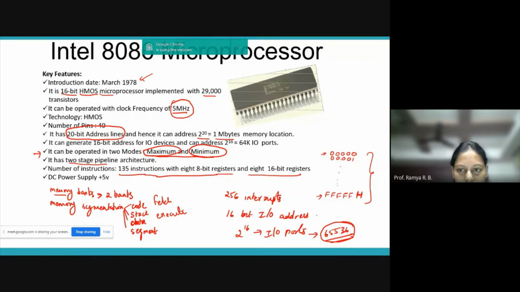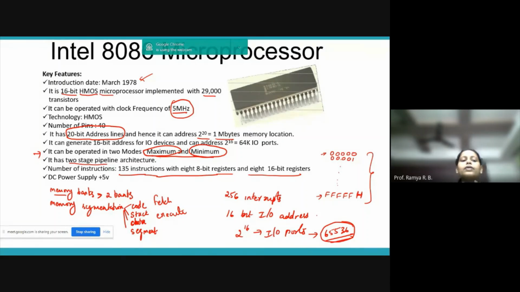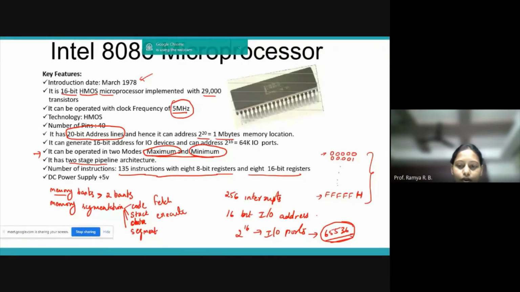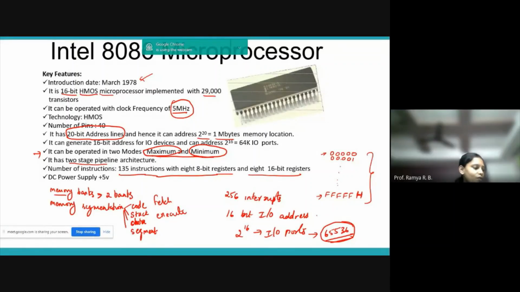So data bus कितना है? What is the size of the 8086 data bus? 16-bit. What is the size of the address bus? 20-bit. And what is the size of the IO address? 2 raised to 16. Okay. So these are all points or features which you have to keep in mind.